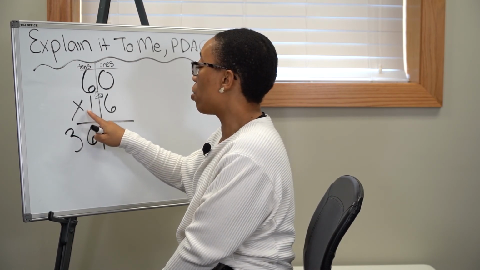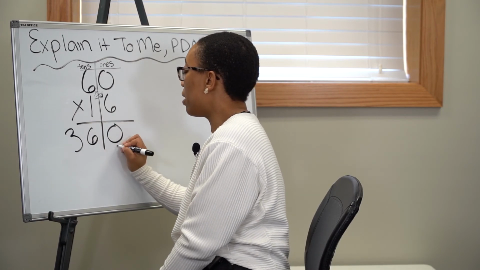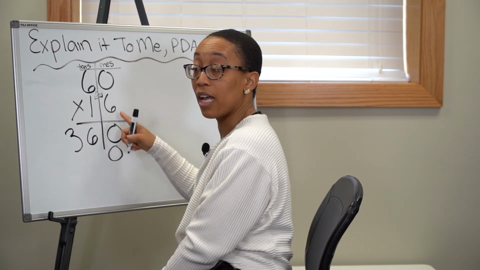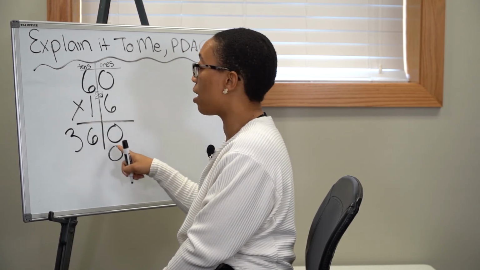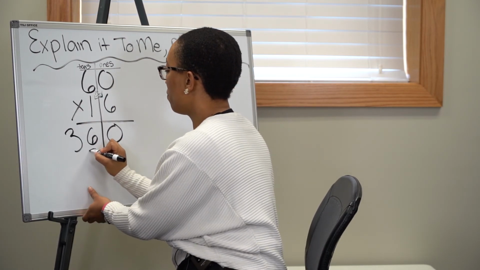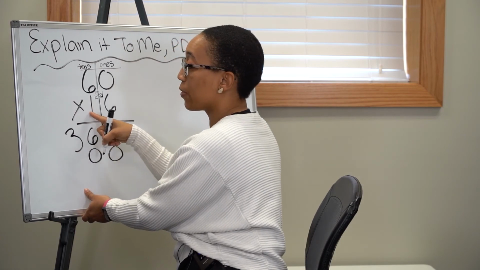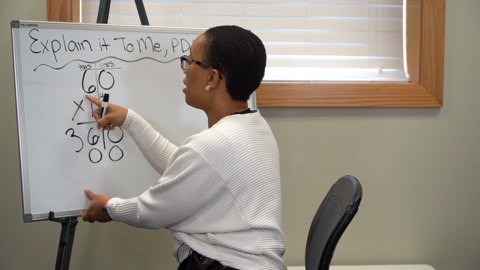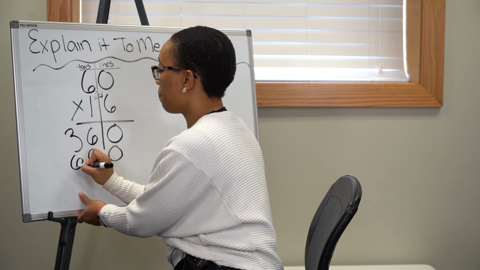Now we're going to move to the 1, because that is the bottom number in the tens column. Because we're in the tens column, we're going to put a 0 to hold the ones column, because we're over here, not in the ones column. And we're going to do the same thing. 1 times 0 is 0. So that goes under here because we're multiplying here first. And then 1 times 6 is 6.